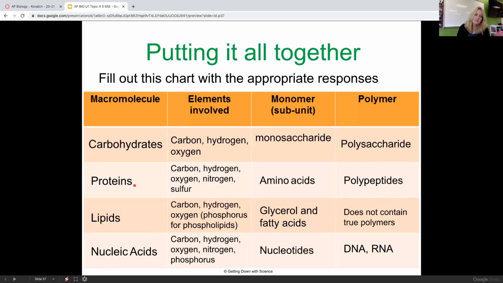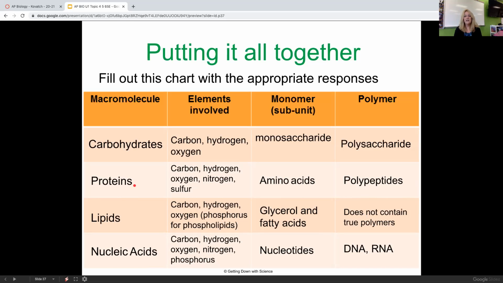Carbohydrates then, the difference between proteins, lipids, and nucleic acids. Carbohydrates have carbon, hydrogen, oxygen. Compare that to protein, compare that to lipids, and compare that to nucleic acids. Obviously, there's a difference here. Carbohydrates only have C, H, and O. The monomer subunit is a monosaccharide. Put many of them together, you get a polysaccharide.